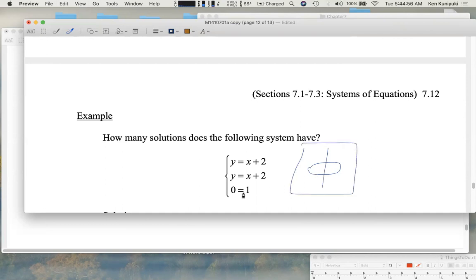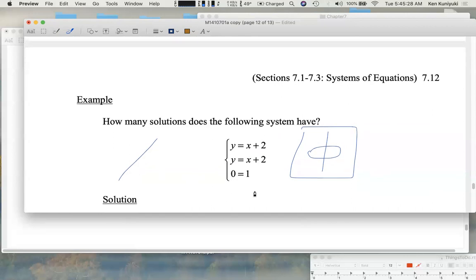If you throw in more equations, it's like throwing in more conditions. You can never expand the solution set. You can only keep it the same or contract it. So here we start with this. Infinitely many solutions, right? Infinitely many points on the line. Throw in the second equation. Well, it's the same stupid line, right? You still have infinitely many solutions. But then you try to throw in this third equation. That kills it. So this one weak link in the chain breaks the whole chain. Empty set.